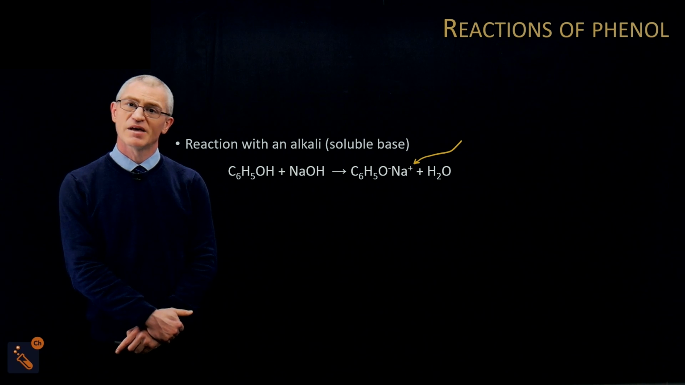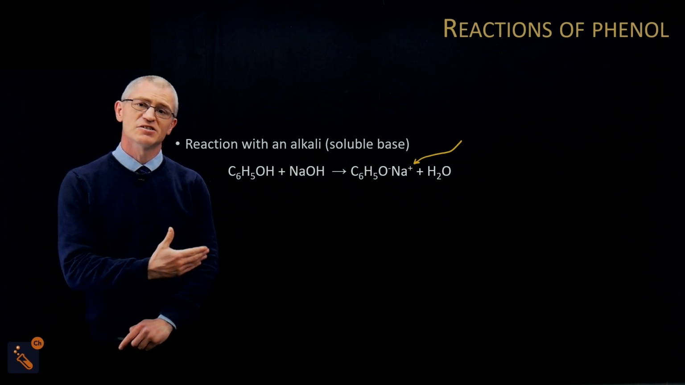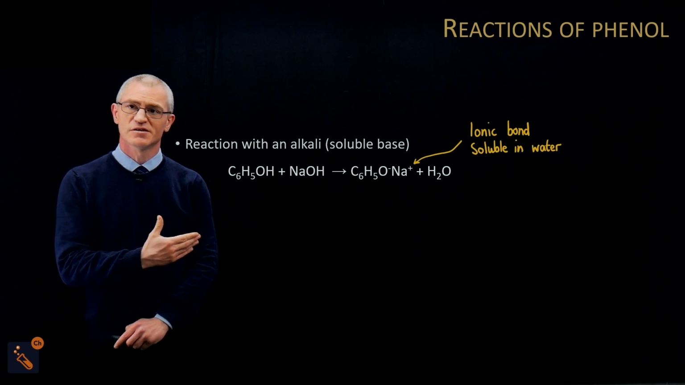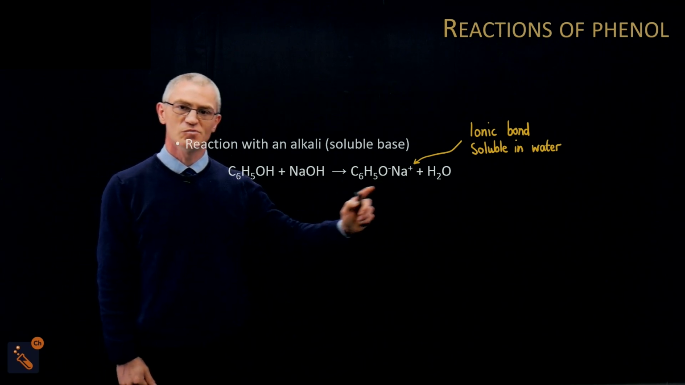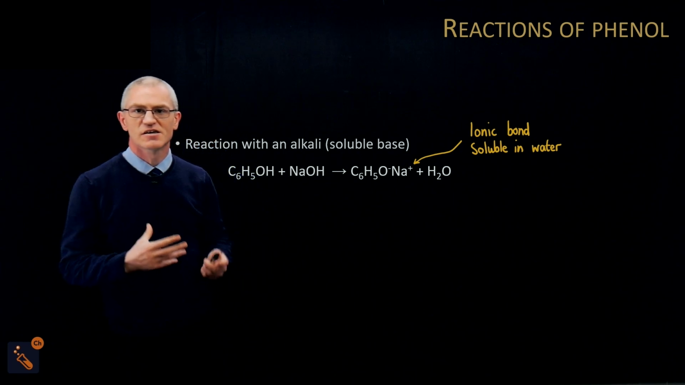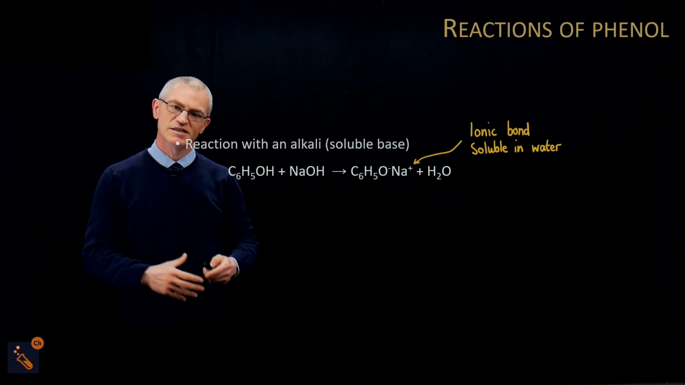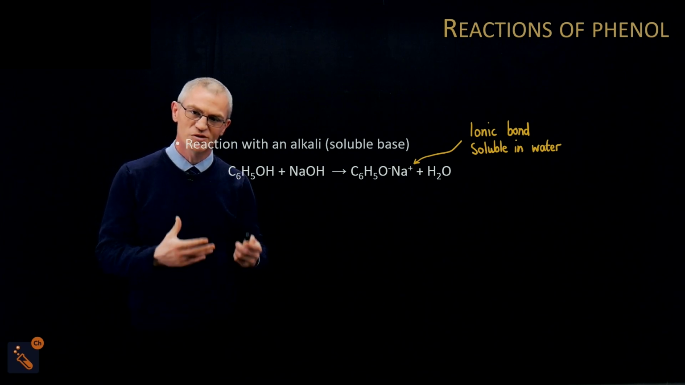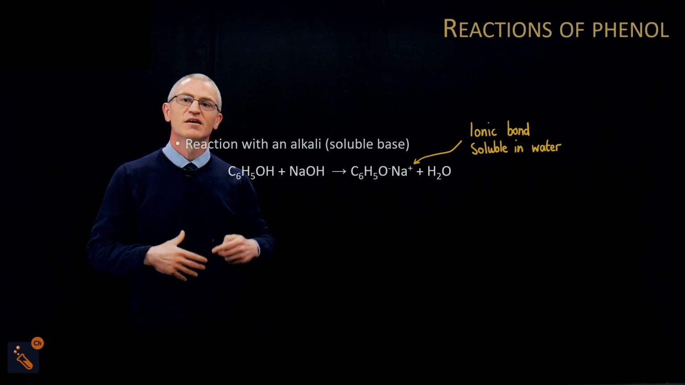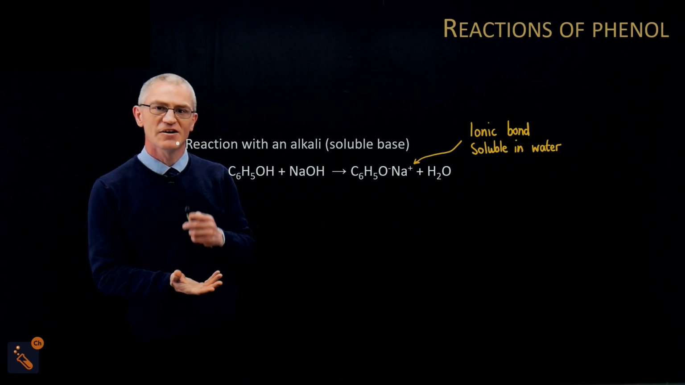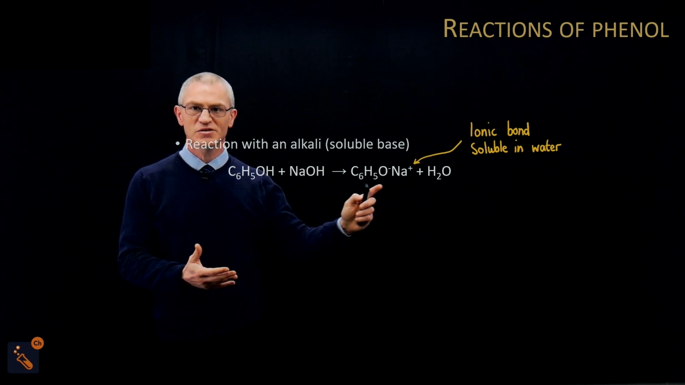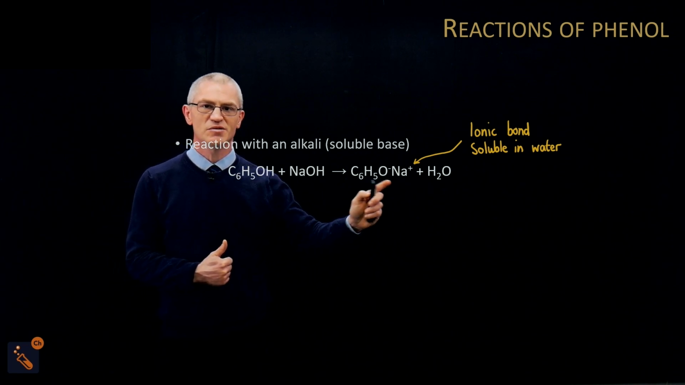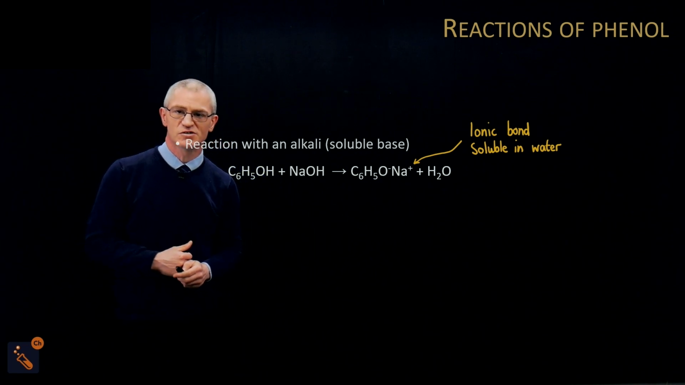Now this Na+ is actually ionically bonded to the O-, and therefore this is soluble in water. And that's a really good point: if something has ionic bonds, it is more soluble in water than it would be without ionic bonds. Also the melting point is higher. So the melting point of this will be higher than the melting point of this because we have an ionic bond, and ionic bonds are very, very strong.